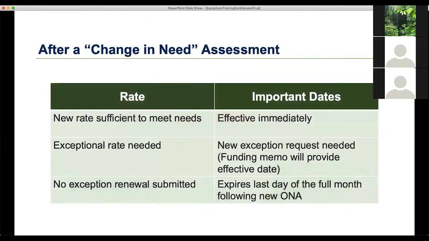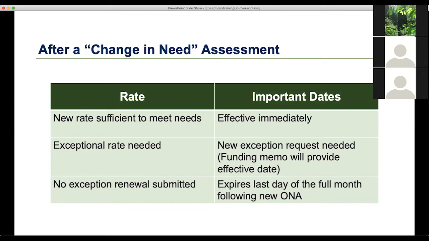So after that change in need assessment, a few things can happen. When we looked at that box about change in need, maybe with the new rate, that works and that covers it, because that new assessment really matches what that support need is that that individual has. When there's a new rate and that rate increases or stays the same, it's effective immediately. If there's an exceptional rate, then we need to make a new request. And then the funding memo will provide that effective date.